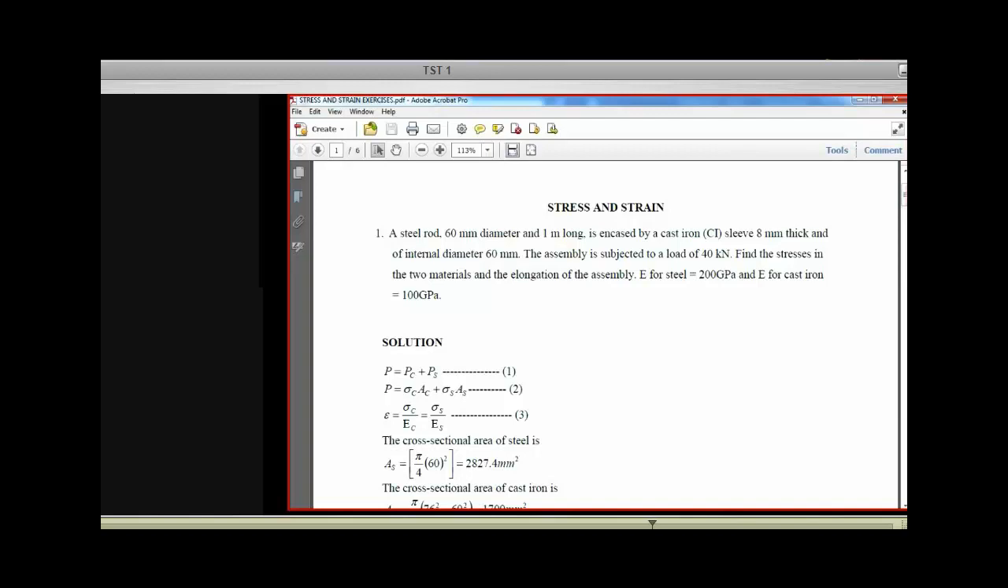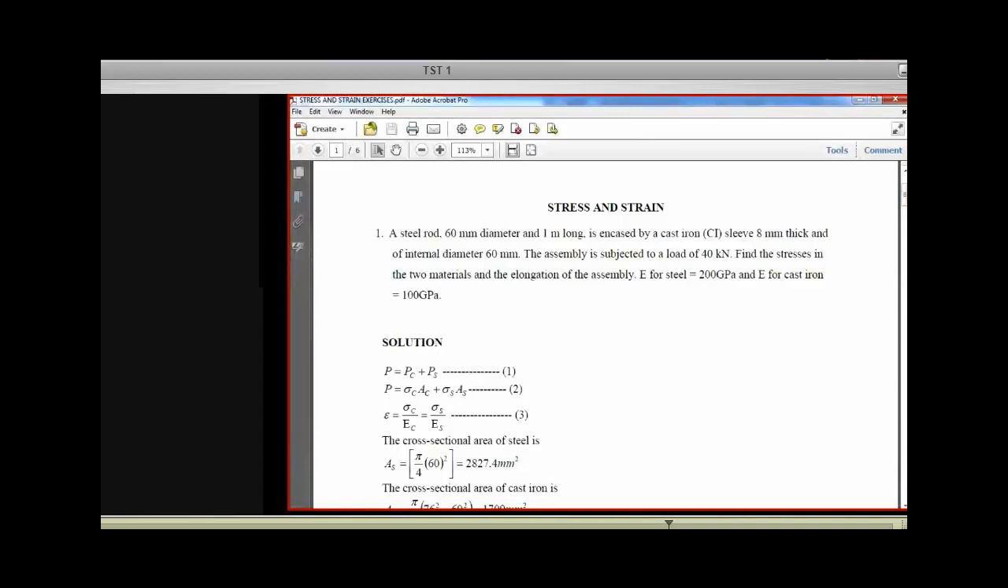But in this case, we have two materials. We have the steel rod and we have the cast iron. And it's been stated that the steel rod is being encased by the cast iron. So that means these are composite bars that have been connected together because it's been encased in that cast iron. And then the dimensions are given and how it's been encased is given. So now, when you have composite bars that are connected, there are things firstly that come to your mind. You know that this material has a force. In this case, we are given the load at which they are being subjected to, and that is the total load of P.